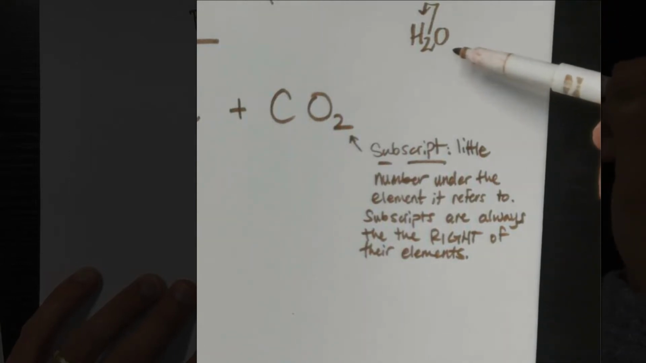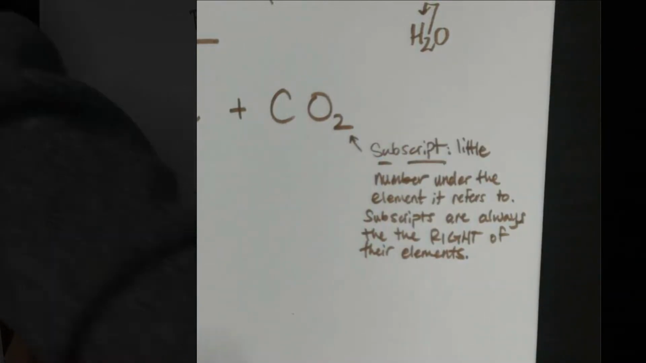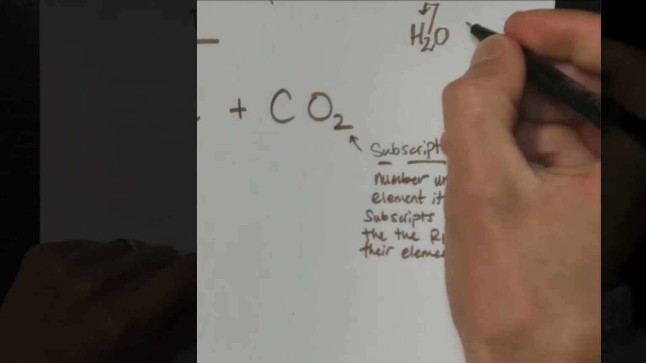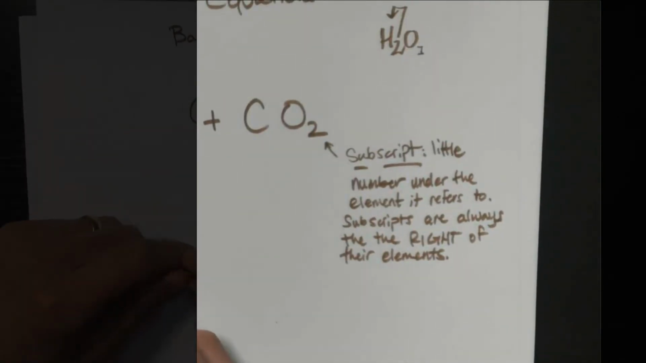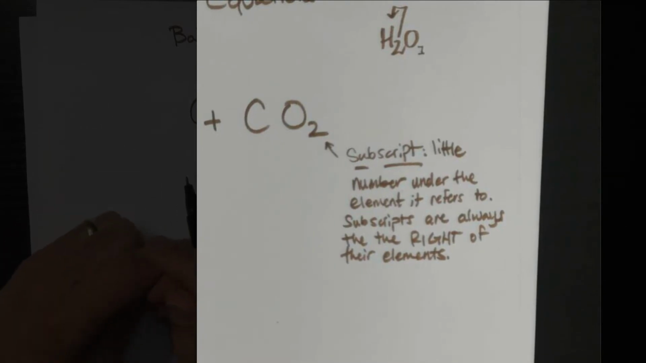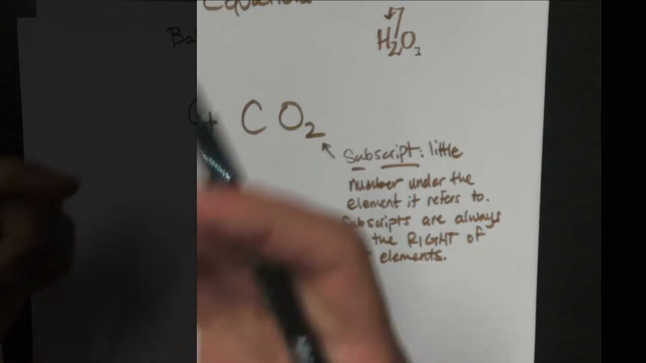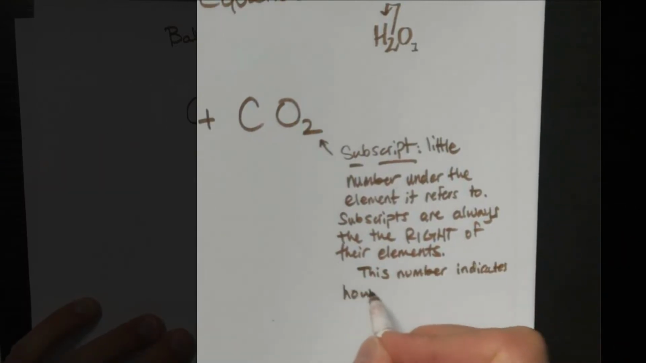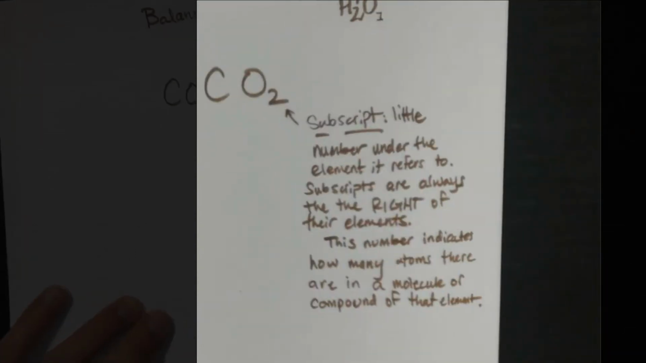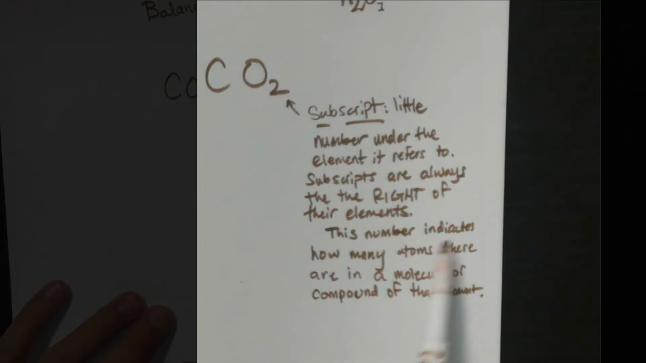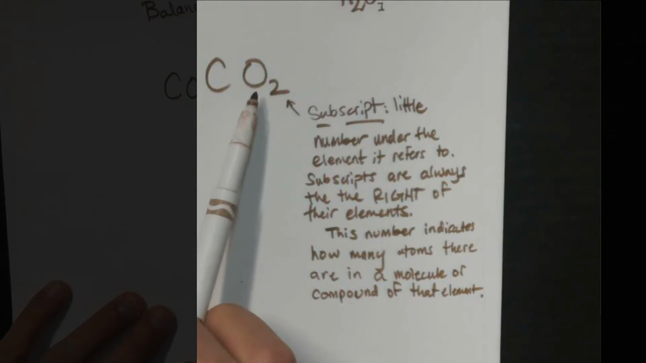What about the O? Well, does the O actually have a subscript? It actually does. The O has a 1 right here, but we don't bother writing the number 1 because it's implied if you write the letter at all that there's at least one of those. So all of these letters, since they don't have subscripts, have 1 as their subscript, but it's implied. Okay, so this number indicates how many atoms of that element there are in a molecular compound.